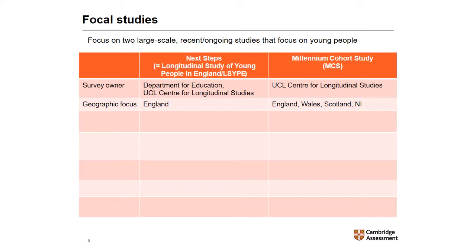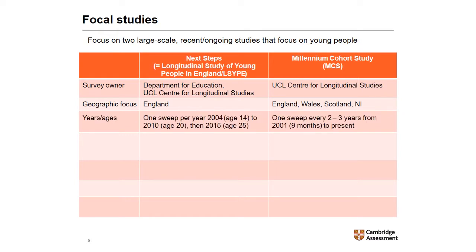In terms of the geographic focus, Next Steps is focused just on England, whereas the Millennium Cohort Study is the whole of the UK. In terms of when they were carried out, well, Next Steps started in 2004 when the participants were aged 14. Then there was a survey every year until they were aged 20. Then there was a follow-up at age 25. The Millennium Cohort Study started in 2001 when the participants were just 9 months old. And then there's been a survey sweep every 2 to 3 years ever since then, and that's ongoing.